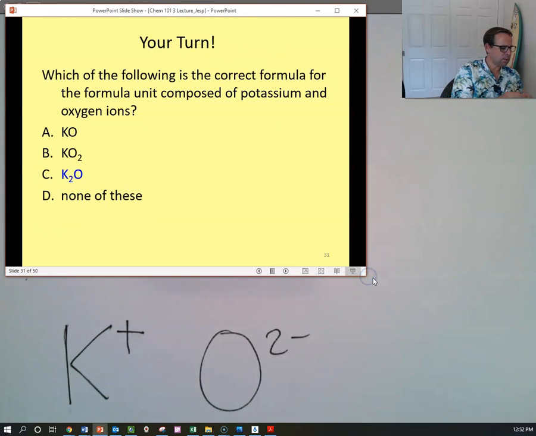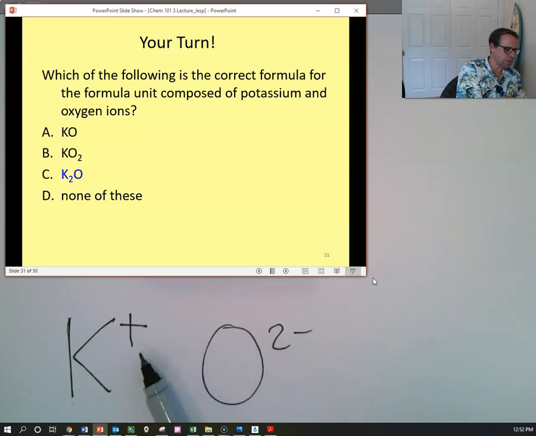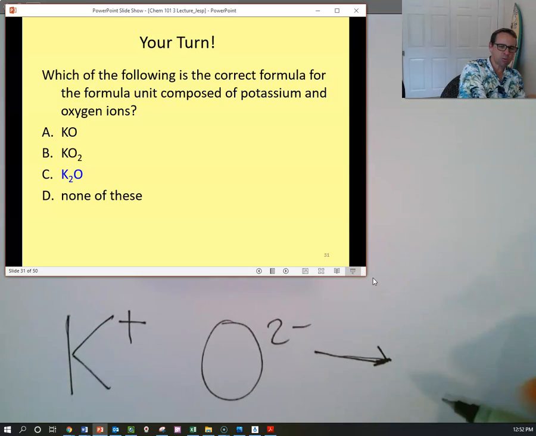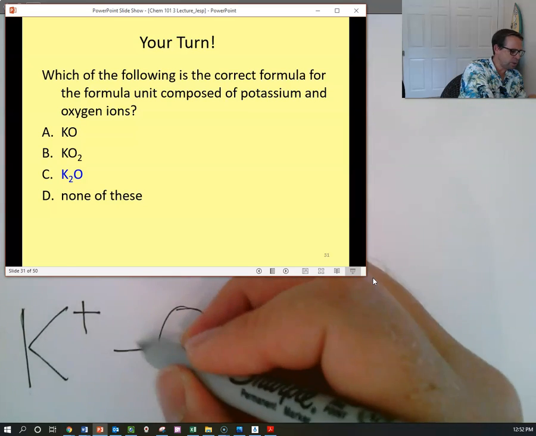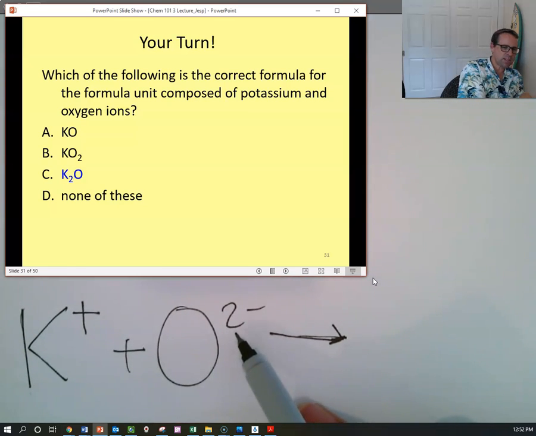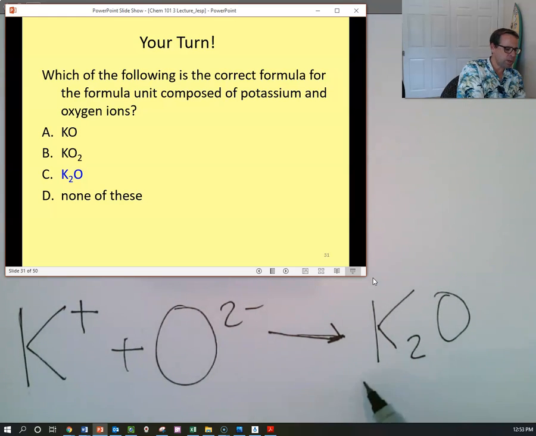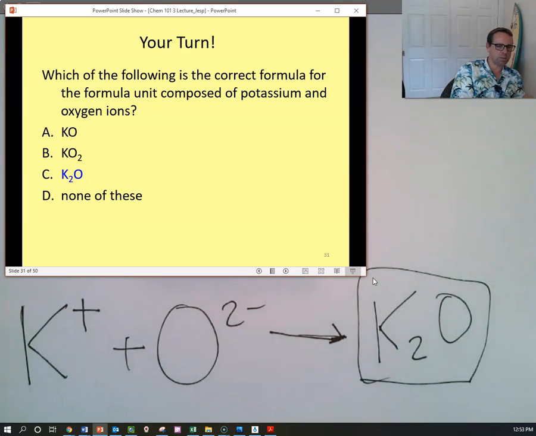And once we see that potassium needs to form a positive 1 ion, and oxygen needs to form a negative 2 ion, then we can realize, and you can use the crisscross rule if you like, but we can also just realize that if this took 2 electrons, that means it's going to require 2 of these potassiums that are going to lose an electron each. So that's how we know that it's going to be a K2O.